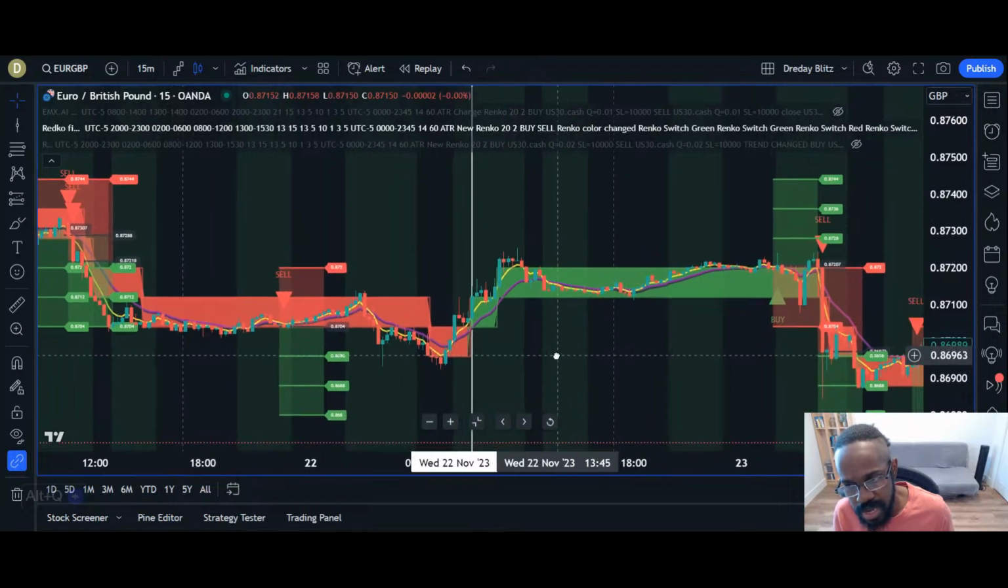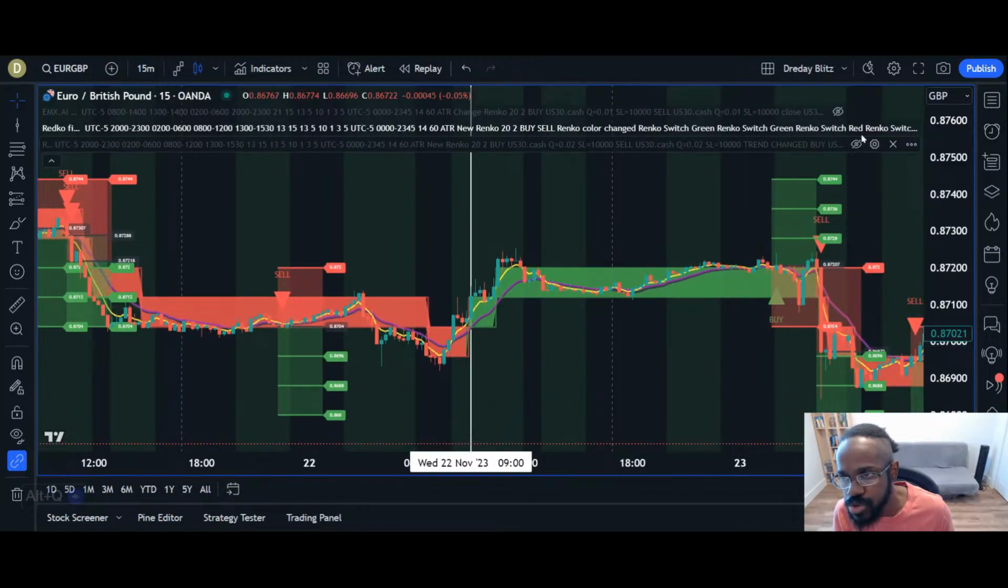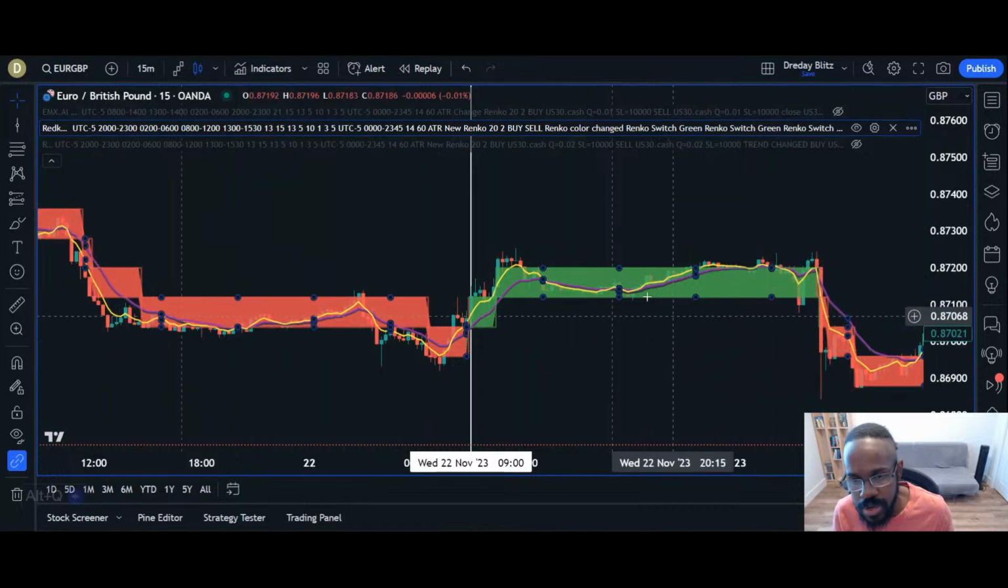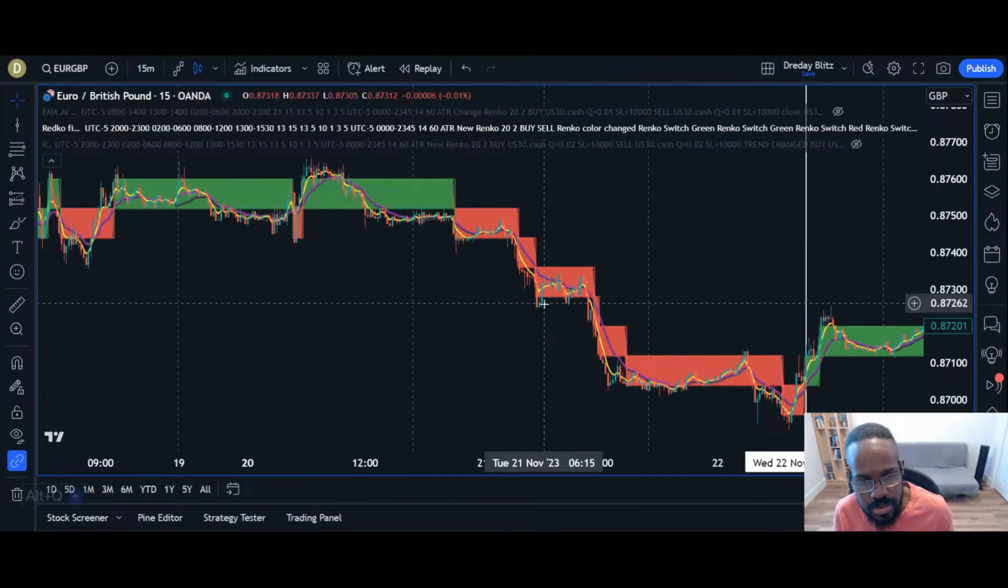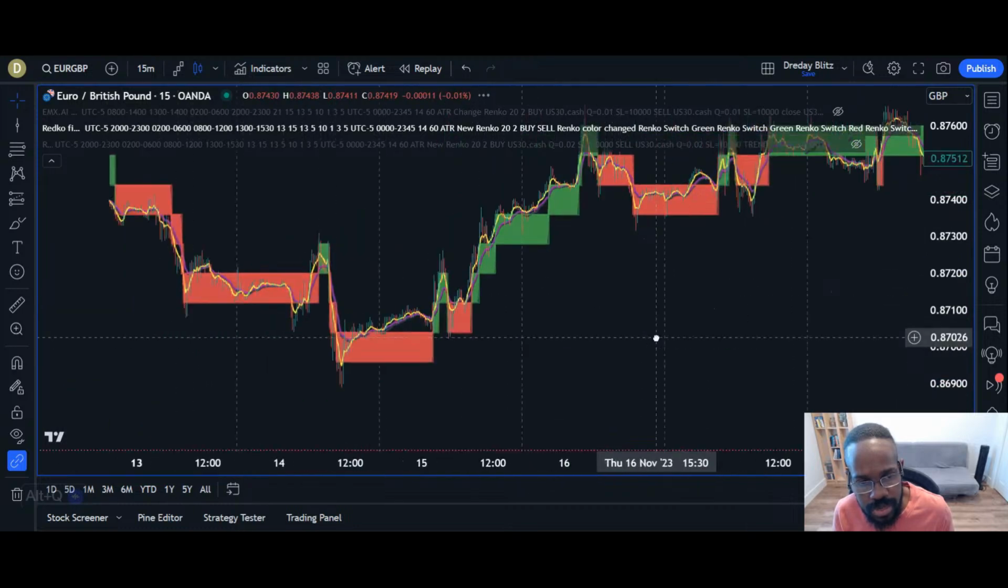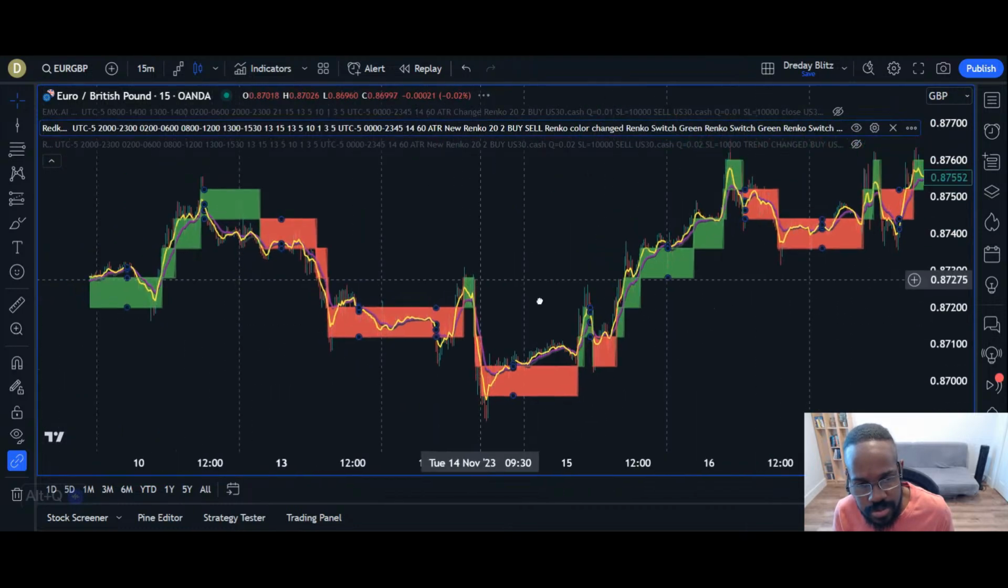Okay, so meaning that you could remove, if you want to, you could remove the signal. So if you remove the signal, so if I remove everything here, it's going to close out all of these signals. Okay. So meaning that right now you're only going to be trading off of the Renkos.